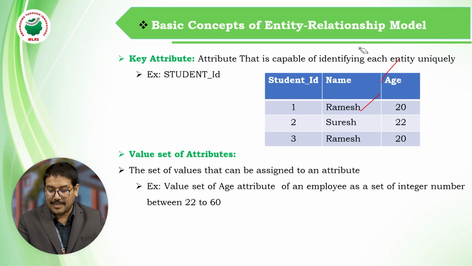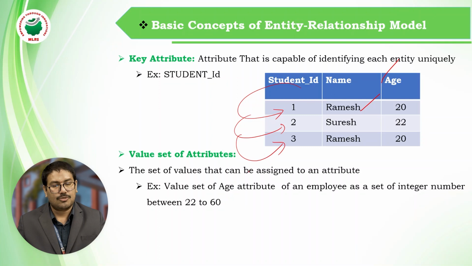If I take SID or student ID as a key attribute, in this case, if I call with student ID, 1 is unique, 2 is unique, 3 is unique. So there are no repetitions at all. So in this table, to call them, I prefer to use the student ID, so that this confusion and misinformation will be overcome. So that was a key attribute.